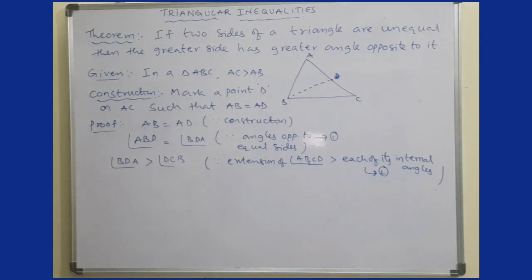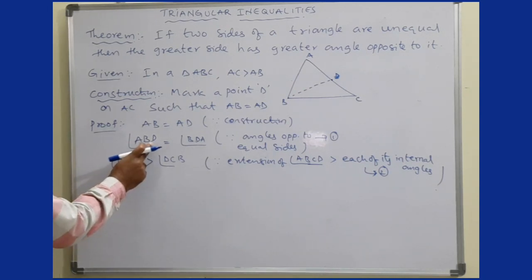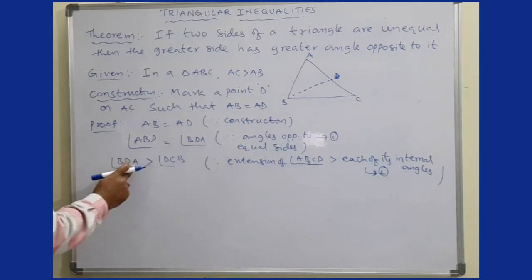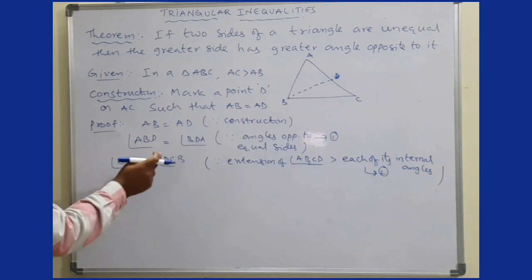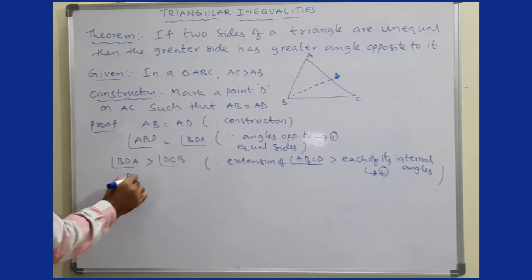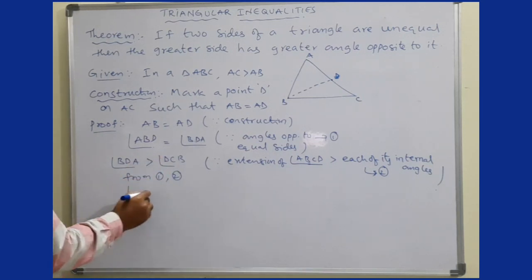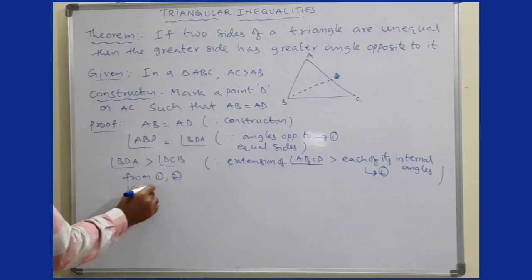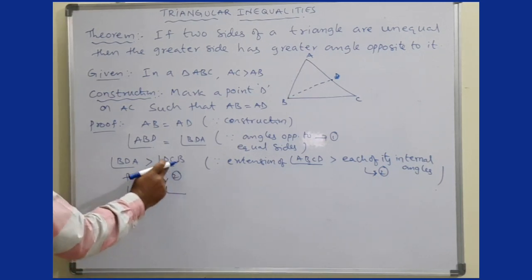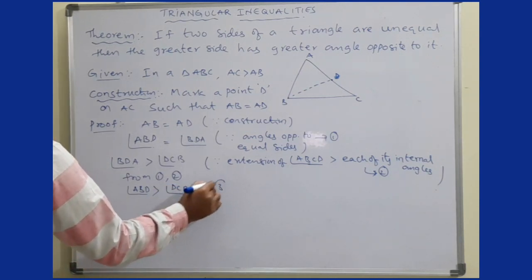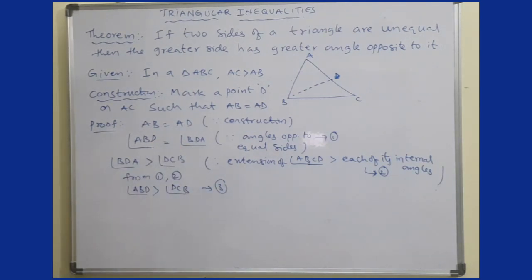Understood? What next? So using 1 and 2, what I can say: ABD is equal to BDA, but BDA is greater than DCB. So I can say that from 1 and 2, angle ABD is greater than angle DCB. So this is relation number 3.